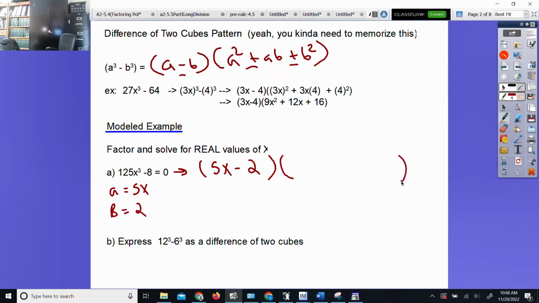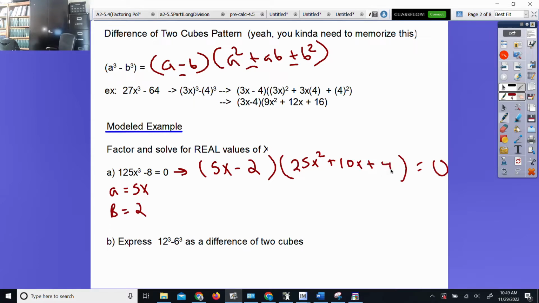On the second larger set, what are you supposed to do with that A in the larger set? I know, but it says A squared. 5x squared. What is 5x all squared? 25x squared. Plus, because there's a plus. What are you supposed to do with A and B? Multiply. 5x times 2. 10x. Plus, because there's a plus. What are you supposed to do with B? Squared. 2 squared is 4.